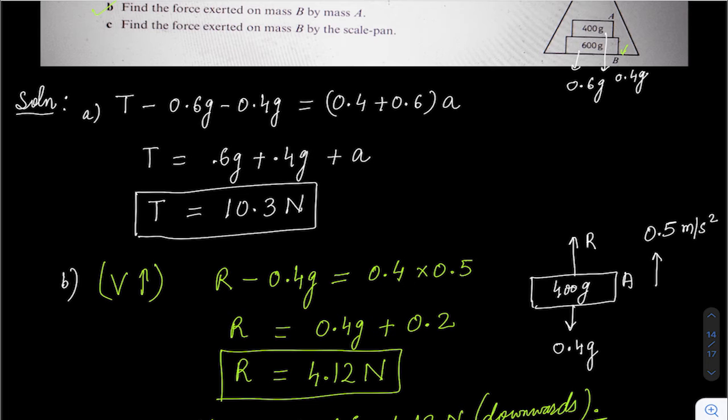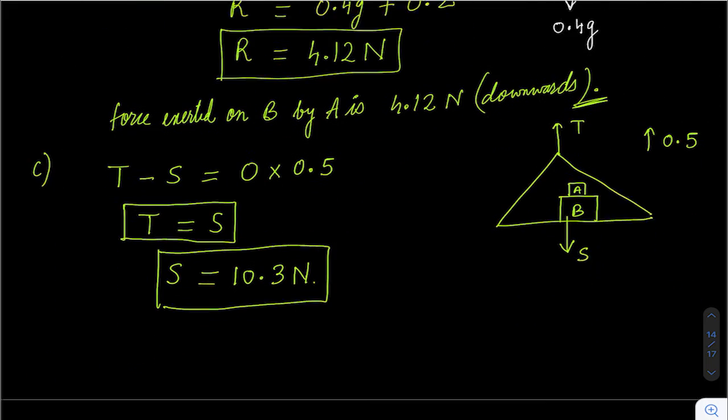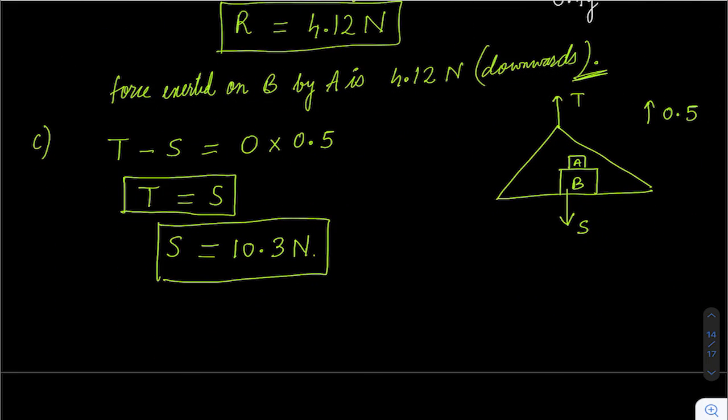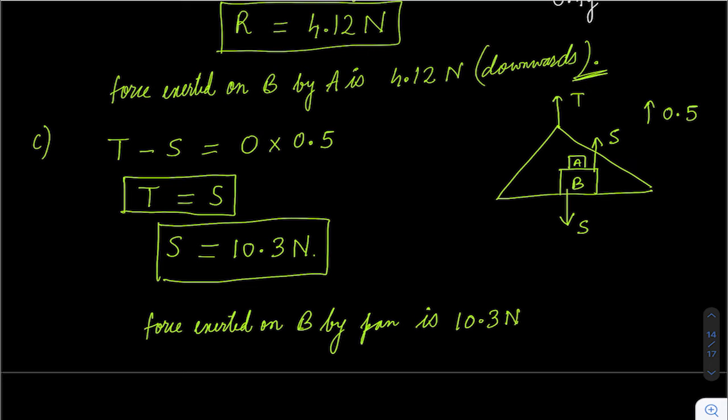But we have to find the force exerted on mass B by the scale pan. So it will be opposite. The scale pan will exert an opposite force on mass B, that is S, in the upward direction. So my answer is: the force exerted on B by the scale pan is 10.3 newtons upwards, or you can say in the upward direction. That is my answer.